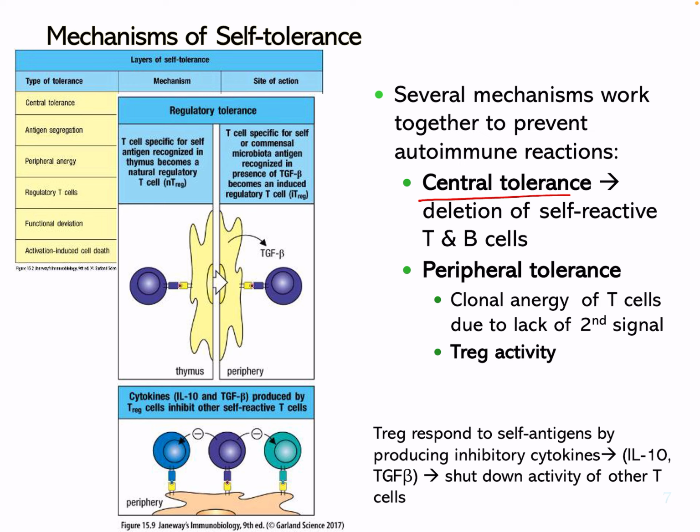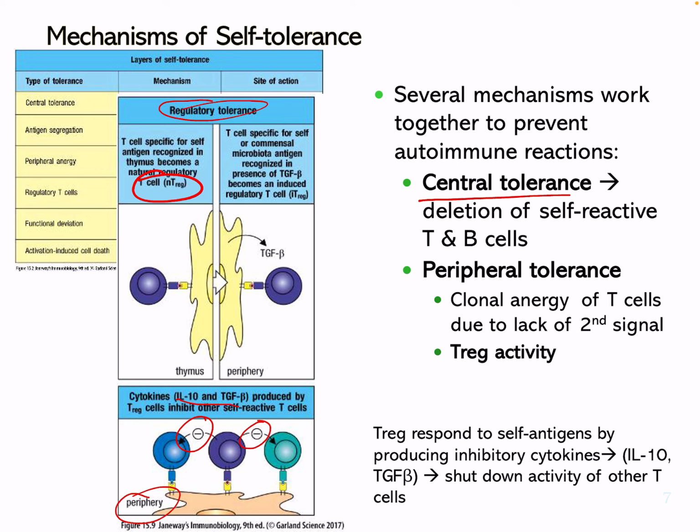So again, here's an example of our regulatory tolerance from Tregs. So we have a T cell specific for self-antigen recognized in the thymus, becomes a natural Treg or nTreg. A T cell specific for self or commensal microbiota antigen is recognized in the presence of TGF-beta and becomes an induced T regulatory cell. So there are also two subsets of Tregs, the nTreg and the iTreg. And again, these cytokines IL-10 and TGF-beta are produced by Treg cells and inhibit other self-reactive cells, essentially given that negative symbol. And this occurs in the periphery.